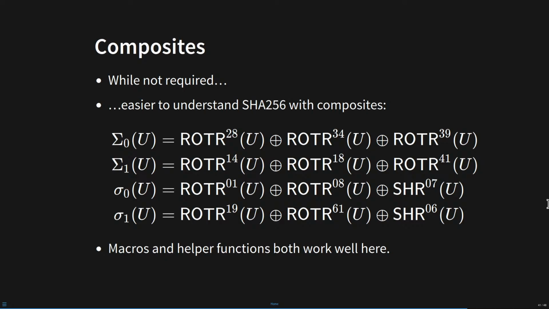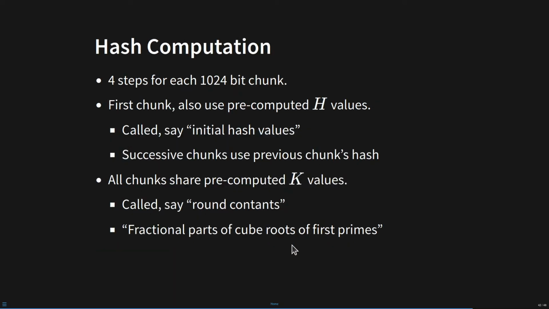SHA is best expressed in terms of these things that I've started calling composites. I don't know what other people call them. This is big sigma, this is little sigma, and there are 0 and 1 subscripted big and little sigmas. These are combinations of right rotates XORed together with other right rotates over one operation. So these sigma values join logical negation as being unary bitwise operations because I apply this to a single value, right? So you can use macros and helper functions that work well here.